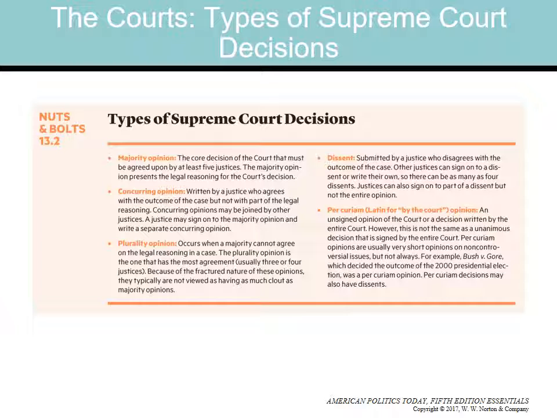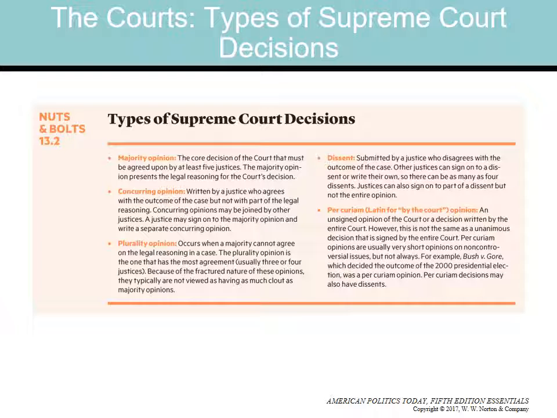A concurring opinion is written by a justice who agrees with the outcome of the case, but not with part of the legal reasoning. Concurring opinions may be joined by other justices. A justice may sign on to the majority opinion and write a separate concurring opinion.